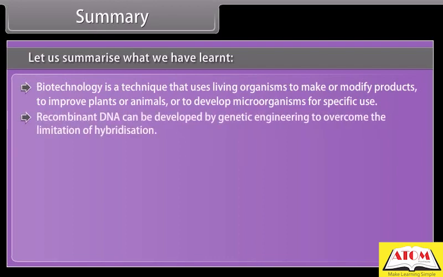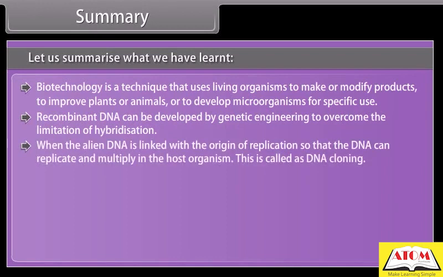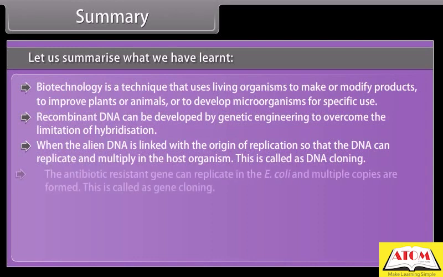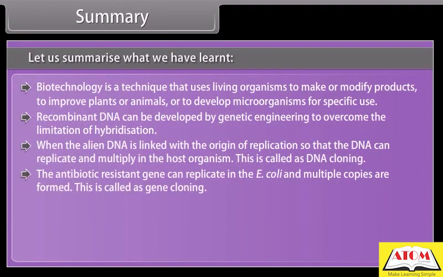Recombinant DNA can be developed by genetic engineering to overcome the limitation of hybridization. When the alien DNA is linked with the origin of replication so that the DNA can replicate and multiply in the host organism, this is called DNA cloning. The antibiotic-resistant gene can replicate in the E. coli and multiple copies are formed. This is called gene cloning.